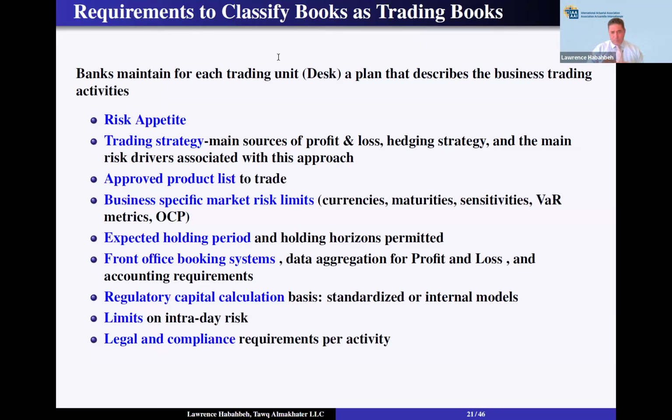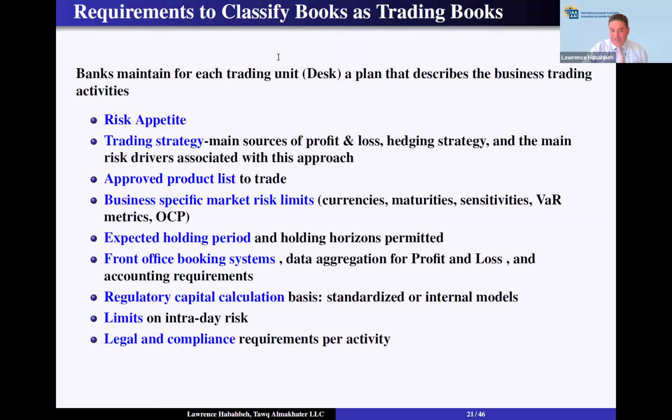At the end of the day, you generate your profit and loss, then you can aggregate at the desk level, across desks and across the whole trading book to compute your global risk metrics, expected shortfall, the aggregate deltas and the gammas coming from each business.